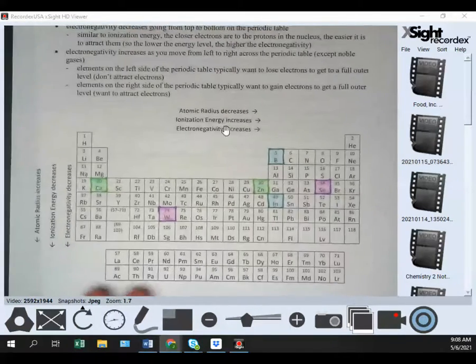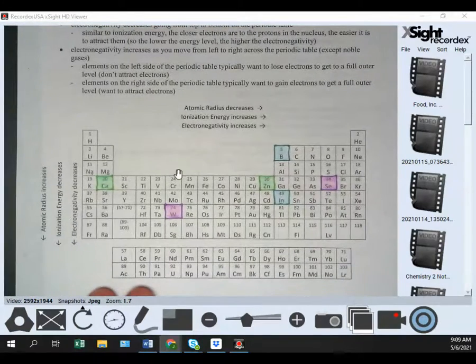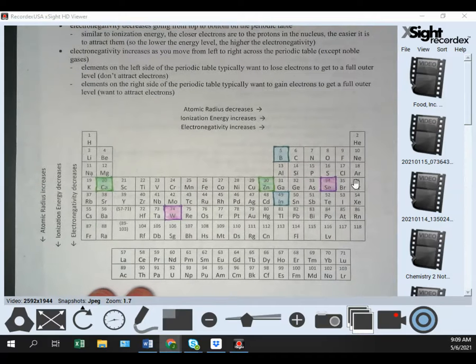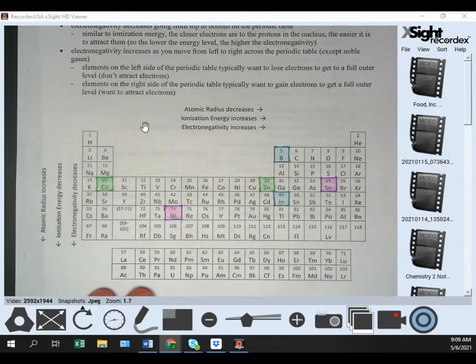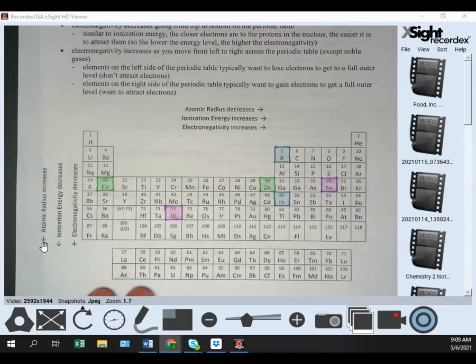So if you look down at the bottom here, this is a periodic table with all 3 trends. You don't need to mark these. That's for something else. The atomic radius trends, as you go from left to right, atomic radius decreases. As you go top to bottom, atomic radius increases. Okay?